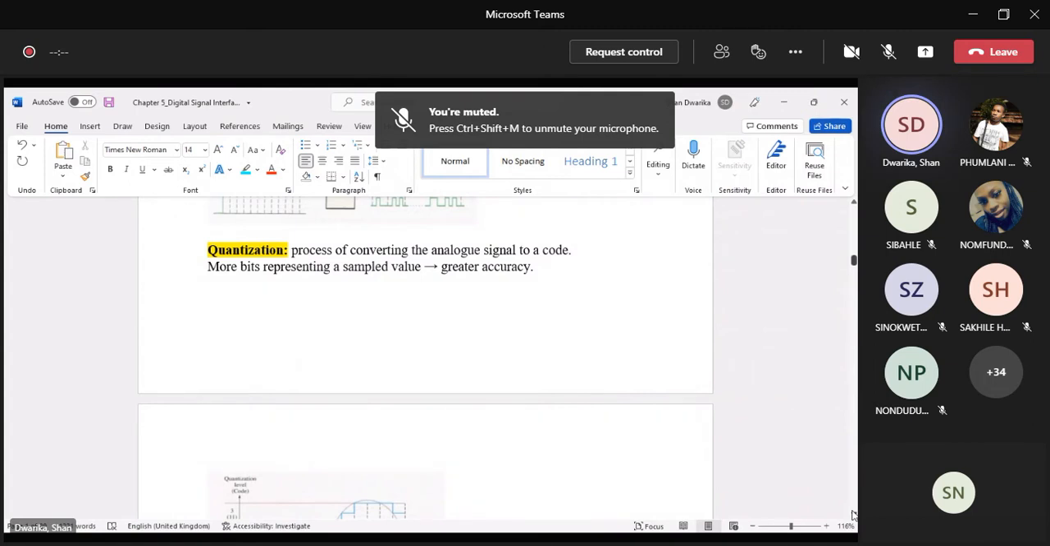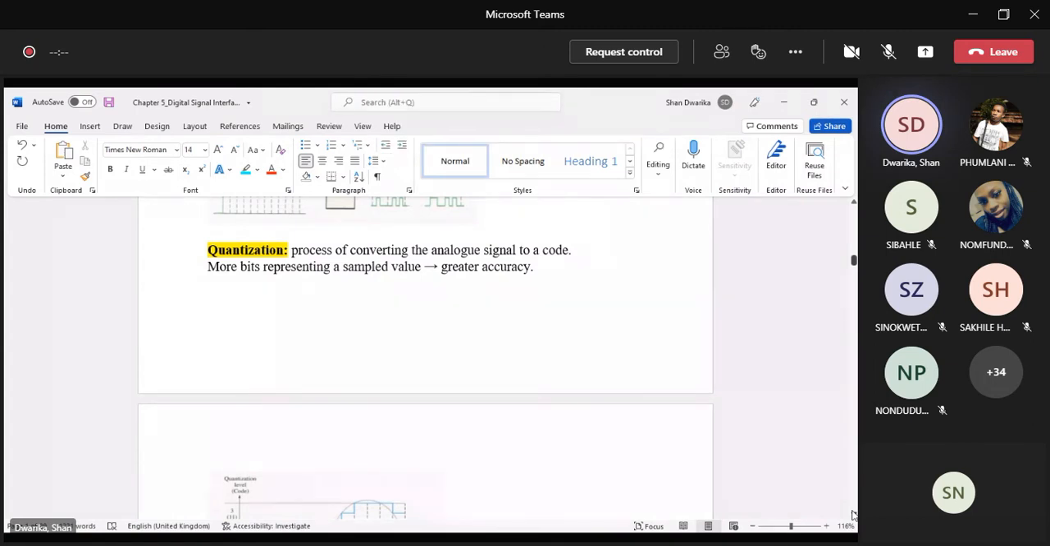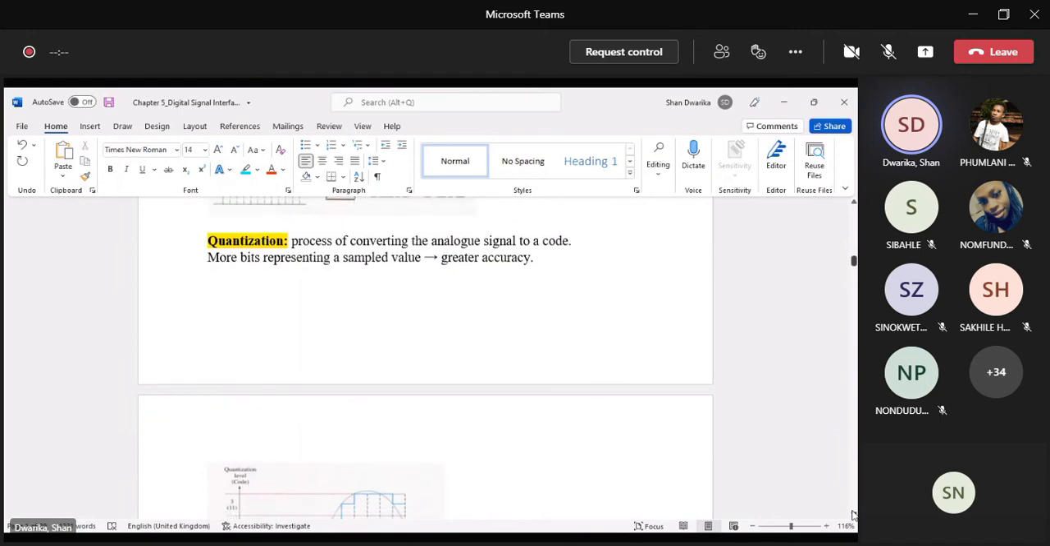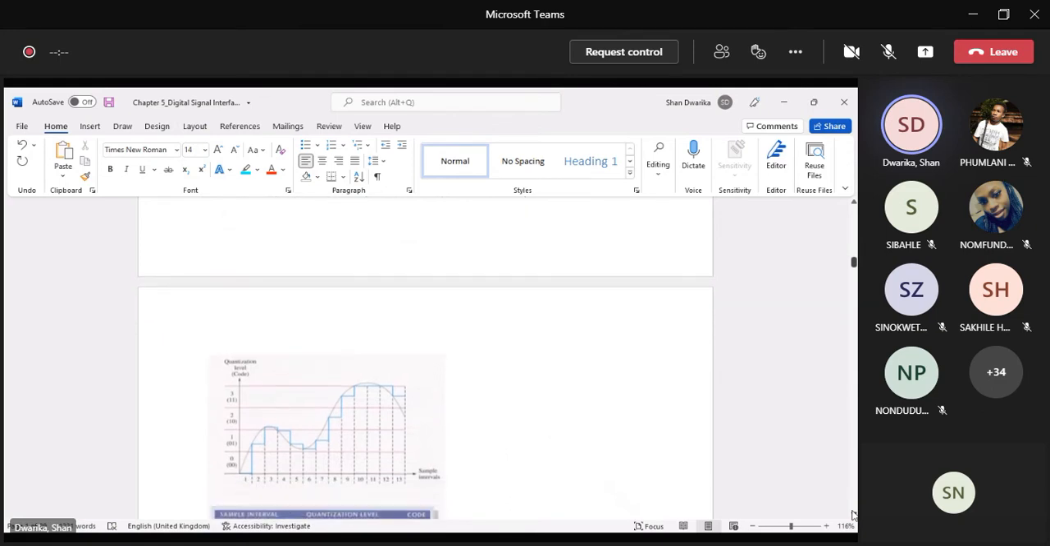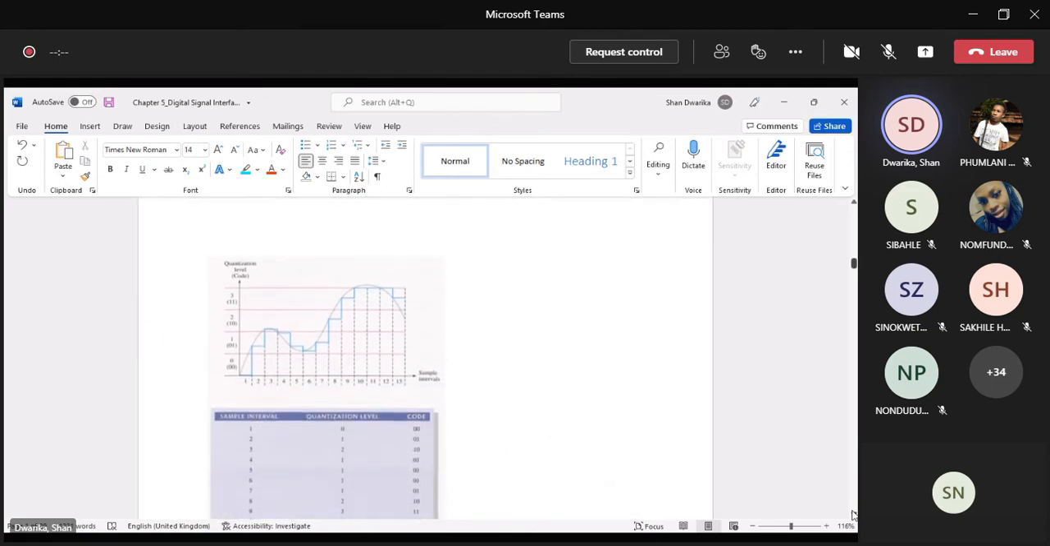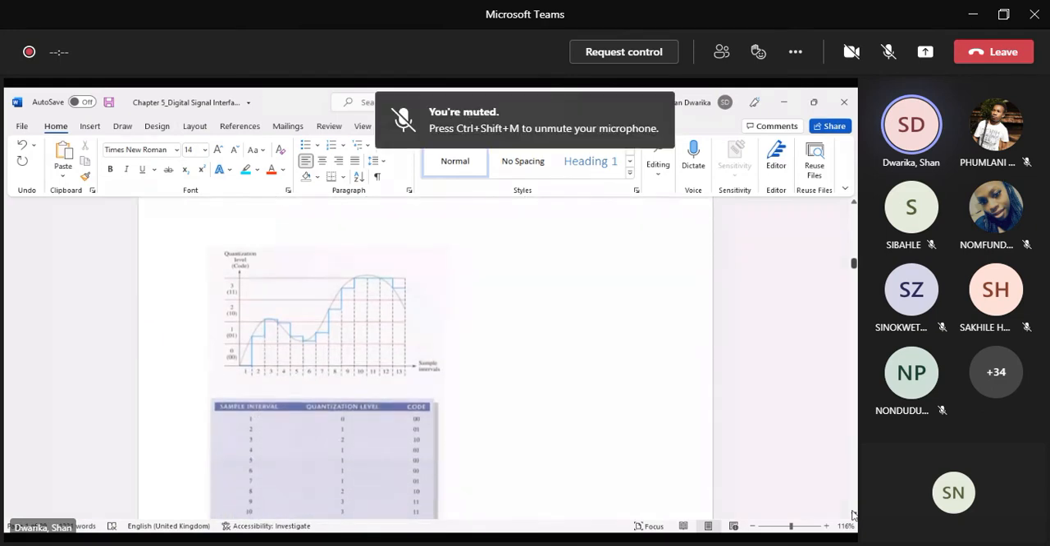So we come across another term called quantization. And what is quantization? Typical type of test or exam question. Quantization is basically converting an analog signal to a binary number. It is the process of converting the analog signal to a code. The more bits that represent a sample value, the greater the accuracy. So you can imagine that the more samples you take, the more accurate your signal is going to be.